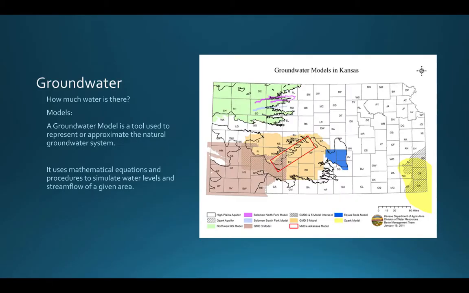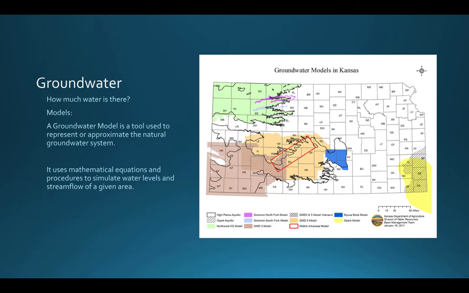So let's look at groundwater and how much there is. The only way to really establish this is through groundwater modeling. A groundwater model is a tool used to represent the approximate natural groundwater system. So approximately where it is, they can measure its depth, and therefore they can also measure its capacity through using mathematical equations to simulate water levels and identify different stream flows in the area. These different areas that we see here are a lot associated with the groundwater management districts that we have set up in those 5 management districts. But they're broken up here by aquifers and their models.